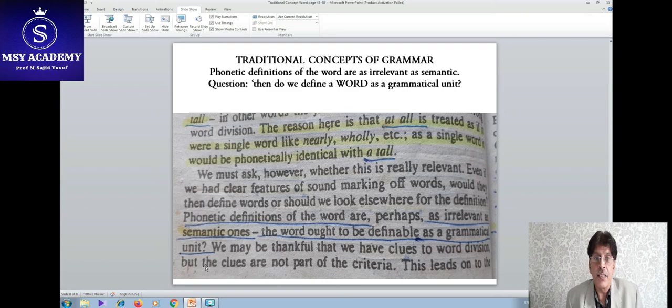So in the next session, we are going to focus on how, from a grammatical unit, the definitions may be perfect. So that's all for today. God willing, in the next session, we are going to complete the topic word with the last definition.